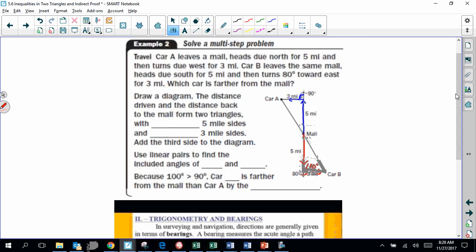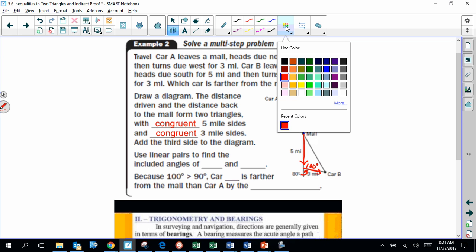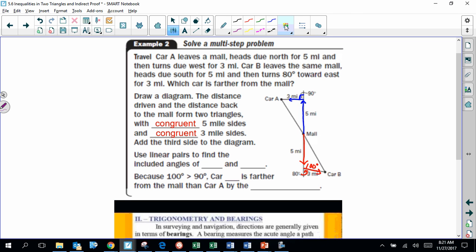So draw a diagram and see what we have. Here's a diagram that's been provided for you, and we're going to fill in the blanks. We go 5 miles north, we go 5 miles south, so those segments of the triangles are congruent to each other. What the question is asking is who is actually further from the mall? And this is where the part down here at the bottom becomes really important, because the angle that we're looking at is the angle inside the triangle, that 100-degree angle.